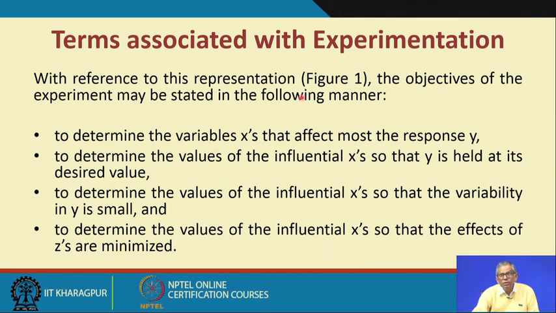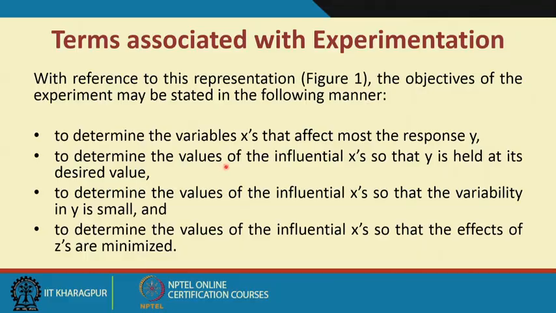Now, with reference to this representation, the objectives of the experiment may be stated in the following manner. How do you set the objectives? In clear and specific terms. You have y's, you have x's, and you have the z values. So what is the first objective? The first objective could be to determine the variables, that is the x's, that affect the response y most. That means out of many input variables, which one or which set of x's actually affects the response y most significantly.